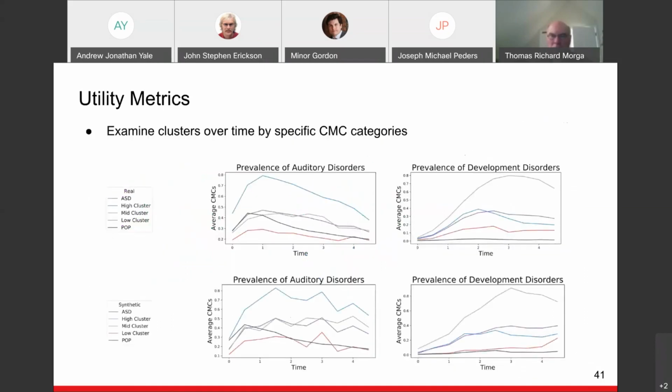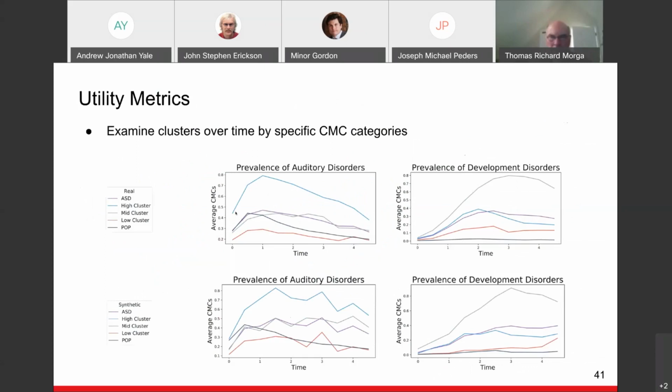And so now that we have this kind of quasi-longitudinal data, we can compare over time how well we're matching the original data. What we see here is that the top two graphs are the real data, and the bottom is the synthetic data. The top is looking at just that category of auditory disorders over time.